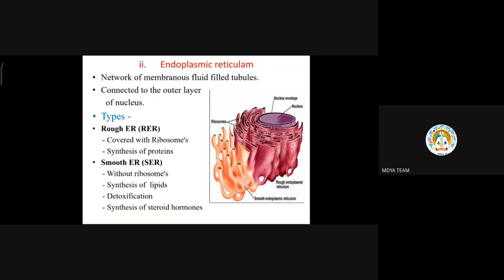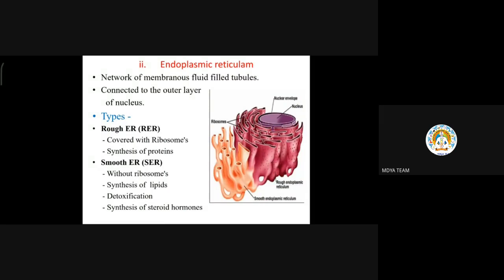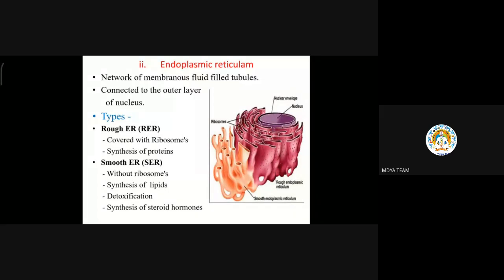That is why this endoplasmic reticulum is known as rough endoplasmic reticulum. And those endoplasmic reticulum which are away from the nucleus don't have ribosomes on their body. That is why they are called smooth endoplasmic reticulum. These endoplasmic reticulum are fluid-filled tubules. You can see in the picture they are present in the form of tubules, filled with a particular type of fluid, and connected to each other like a network.